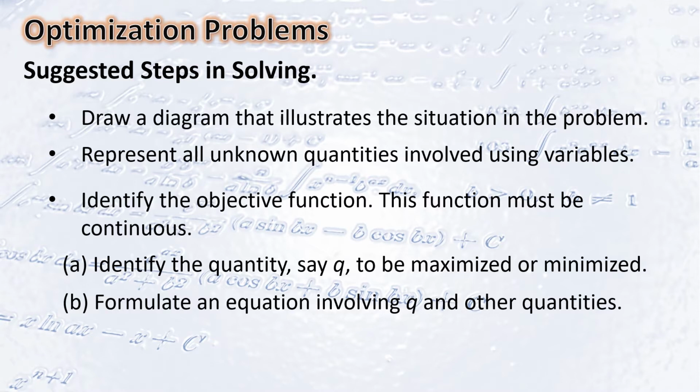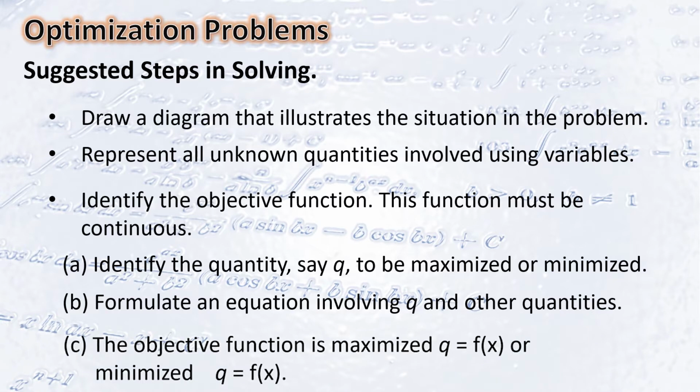Formulate an equation involving Q and other quantities. Express Q in terms of a single variable, say x. If necessary, use the information given and relationship between quantities to eliminate some variables. The objective function is maximized, Q is equal to f of x, or minimized, Q is equal to f of x.